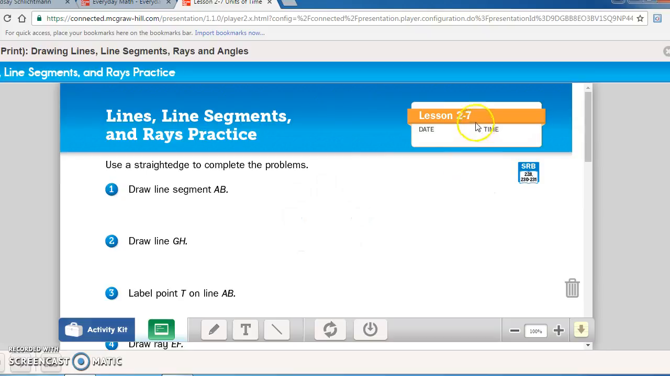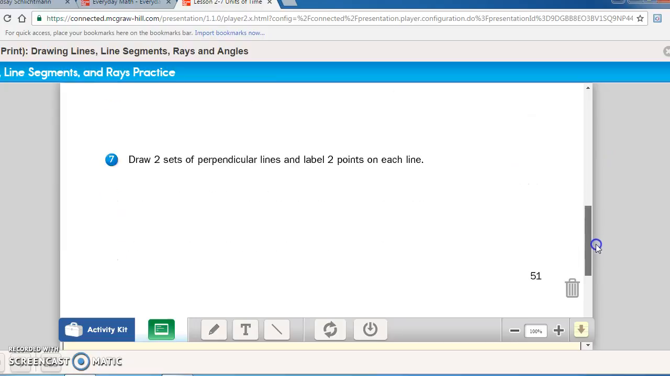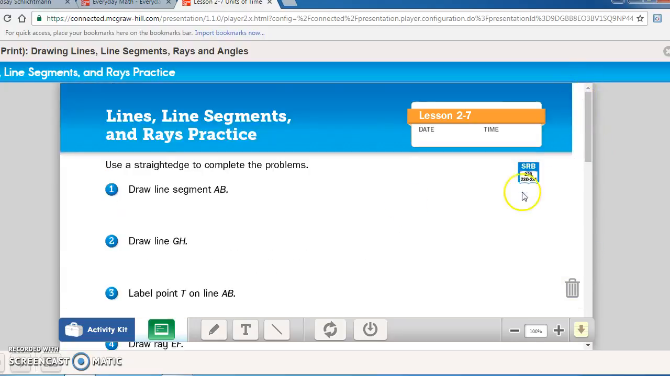So in lesson 2-7, again, I want you to go to page 51. Go ahead and finish that page and then bring it up to me and I'll check it to make sure that you're doing it right.